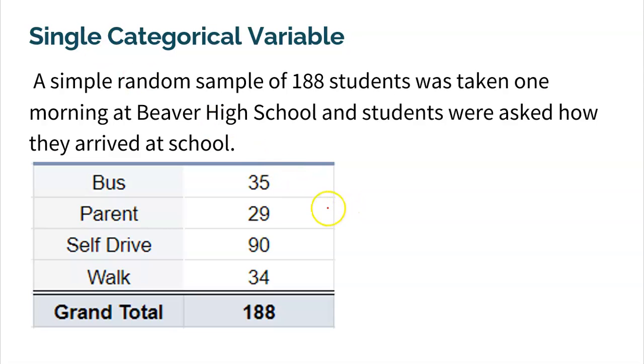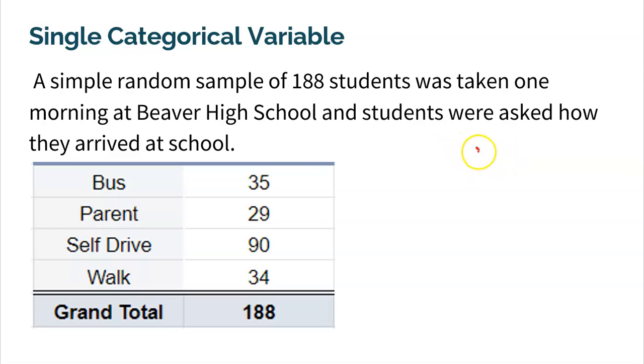Now, what we could do here is we could talk about the 90 kids. That would be a statistic. 90 kids was the frequency or the count. I counted 90 kids that drove themselves. But again, we don't necessarily like using counts, so we'd much rather use the percentage.